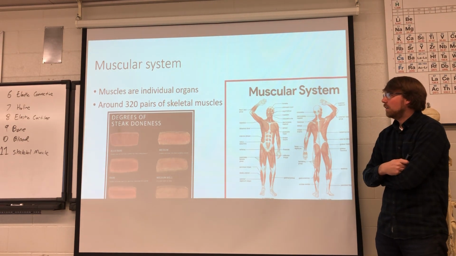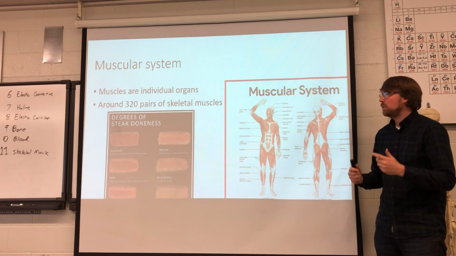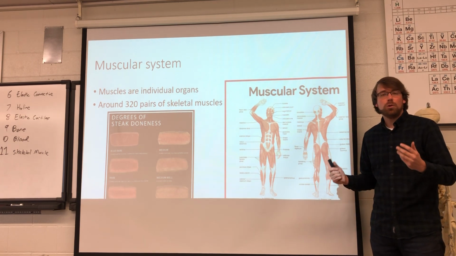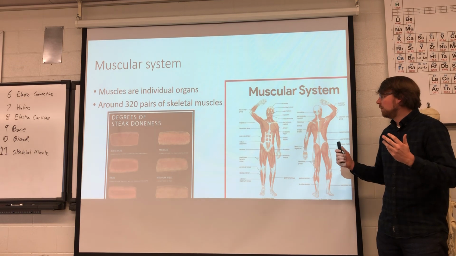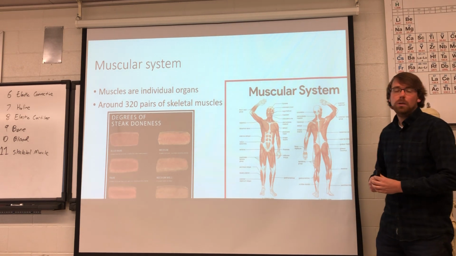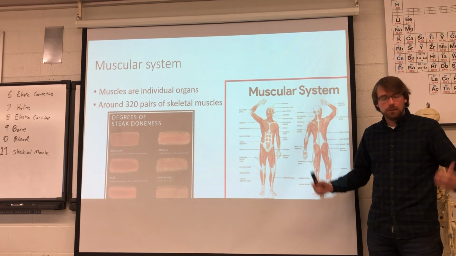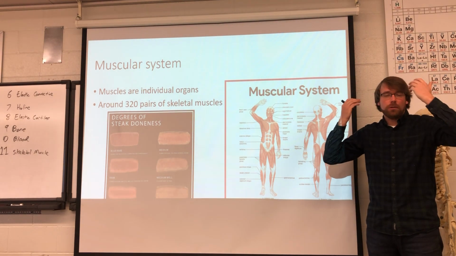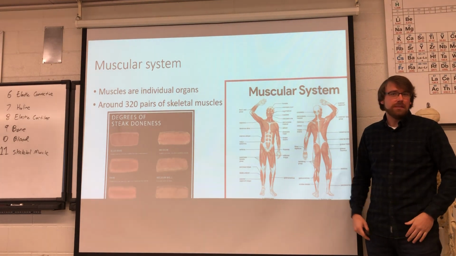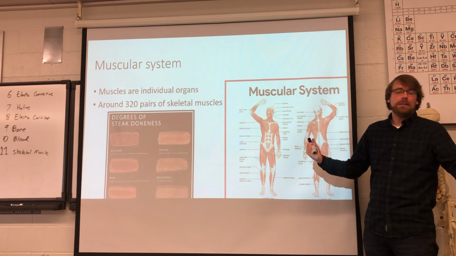So muscles are individual organs. You have around 320 pairs of muscles. So convenient thing is we are bilaterally symmetrical. So you have the same muscles on the right side of your body that you do on the left side of your body.